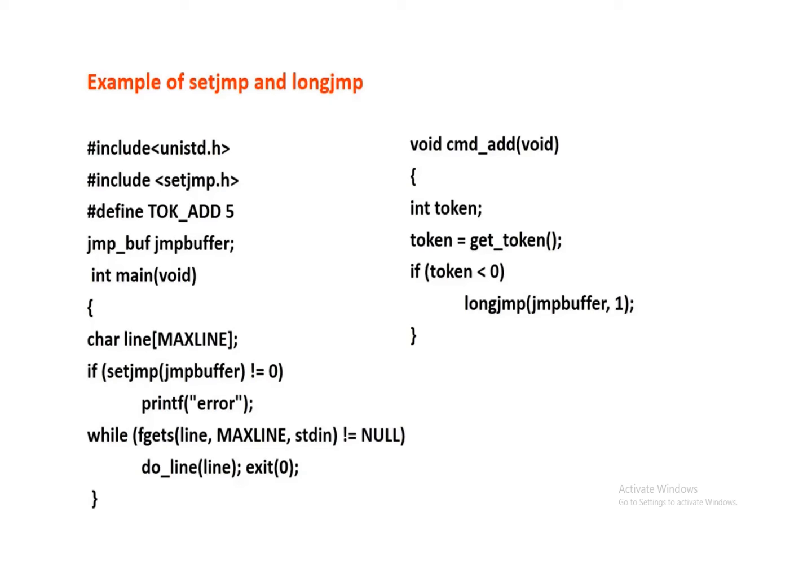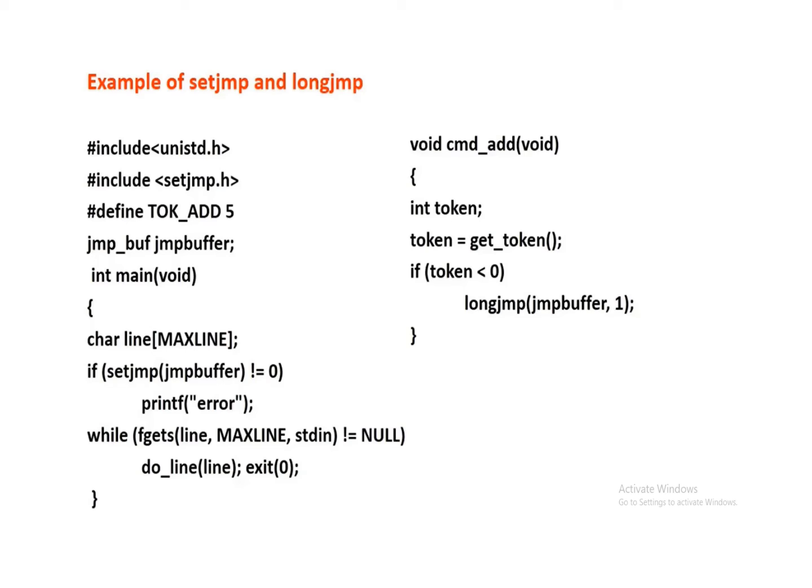Example for the setjmp and the longjmp. Here I have declared one buffer, and I have created one line with the maximum line. Then, if setjmp of buffer is not equal to 0, it is an error. While if you are going to get a line, and the maximum line standard is not equal to null, do the line and exit.